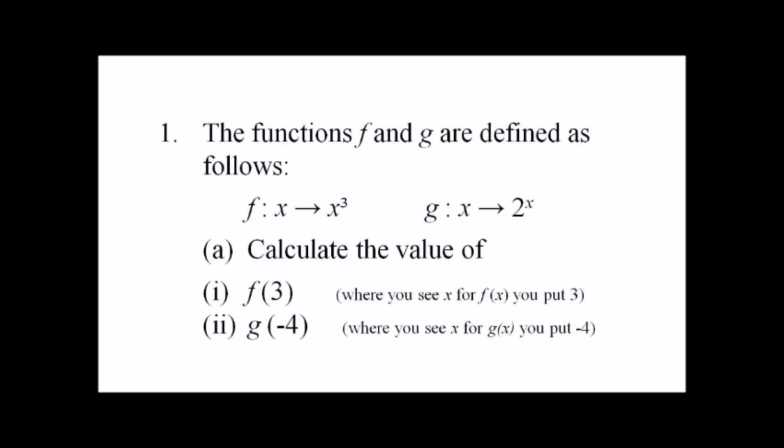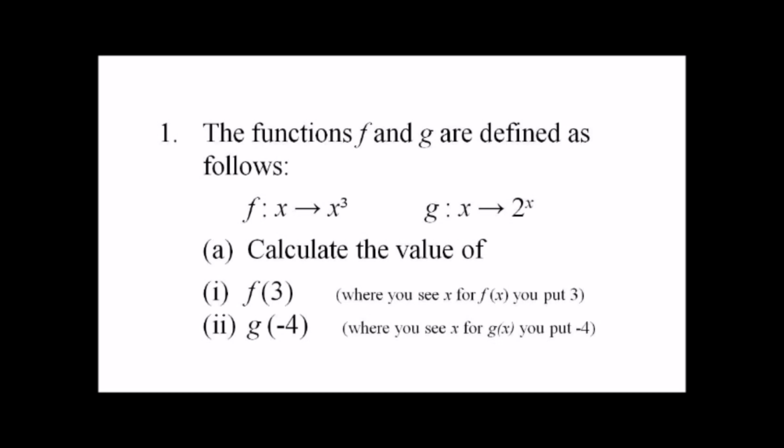Number 1, the functions f and g are defined as follows. F of x is x cubed and g of x is 2 to the power of x. A, calculate the value of 1, f of 3, and 2, g of negative 4. Now I'm showing you how to work it.